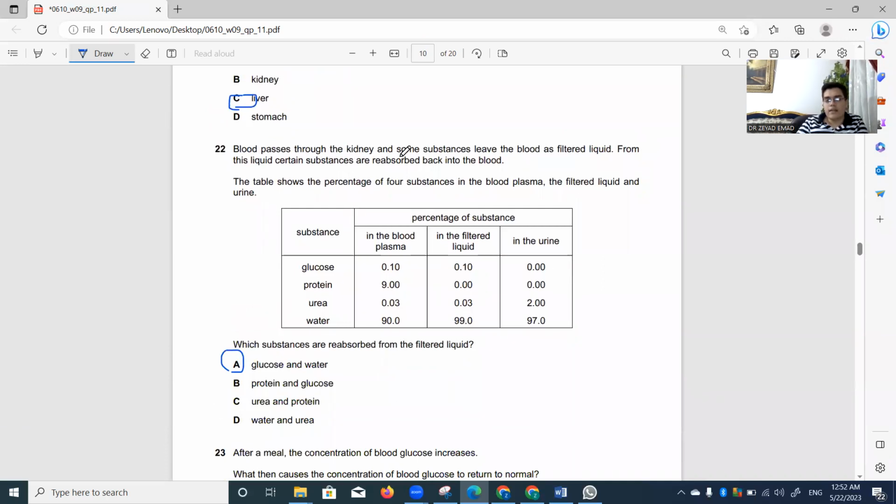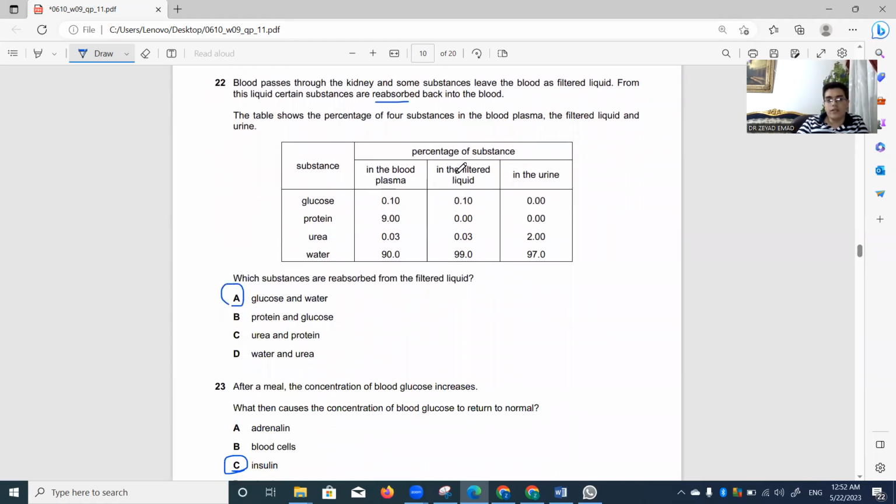Blood passes through the kidney and some substances leave the blood as filtered liquid. From this liquid, certain substances are reabsorbed back into the blood. We all know that reabsorption of glucose occurs by active transport and water by diffusion. So here is the filtered liquid and here is the urine.